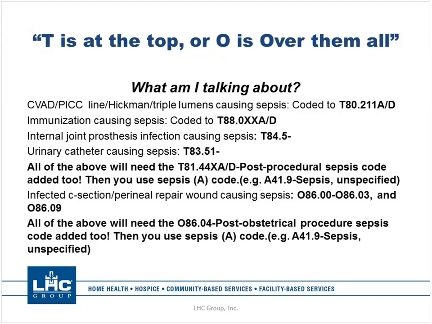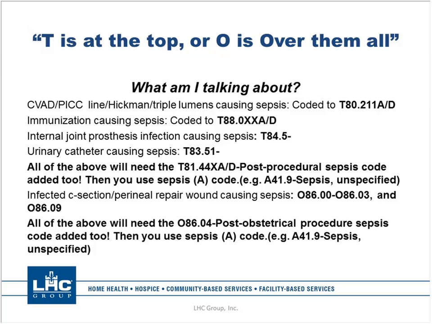What if it's a urinary catheter causing sepsis? Again, you go looking for that code, you can't find them. They have specific codes. T83.51 is where you start. Now, every one of these, because these are post-procedural, you're going to have to code one of these, and then you're going to have to add your T81.44X, A or D, which is post-procedural sepsis code. Then you will use your A code to identify the underlying systemic infection.